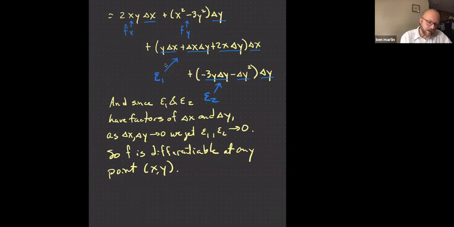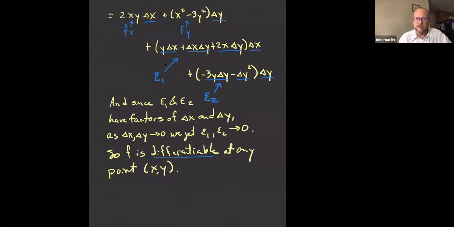And so when you know that you have both of those being true, that tells you that your f is differentiable at any point x, y that you wanted to work with, okay? So that's how you show something's differentiable. It is a little bit bulky, I realize that.